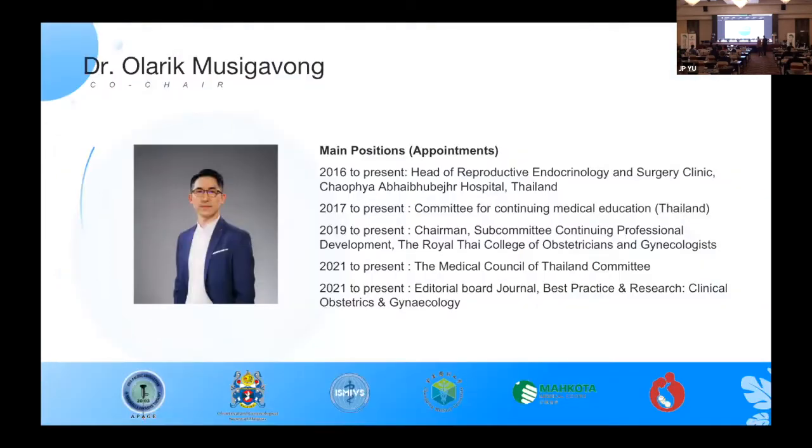I'll read his CV. His main positions: from 2016 to present he is the head of the reproductive endocrinology and surgery clinic at the Chao Phraya Hospital, Thailand. He's also the Chairman of the Subcommittee of Continuing Professional Development, under the Committee for Continuing Medical Education at the Royal Thai College of Obstetricians and Gynecologists. He's on the Medical Council of Thailand Committee and also the Editorial Board of Best Practice and Research Clinical Obstetrics. I must ask him to allow me to write a paper in that journal.